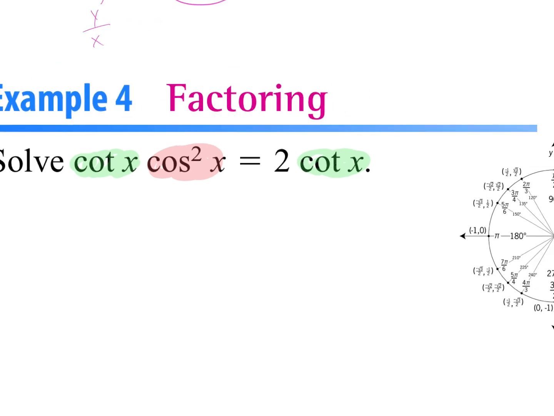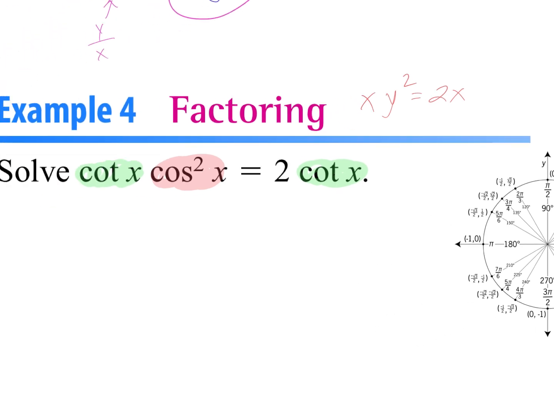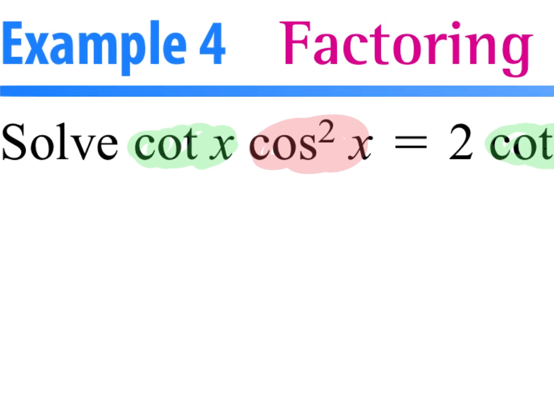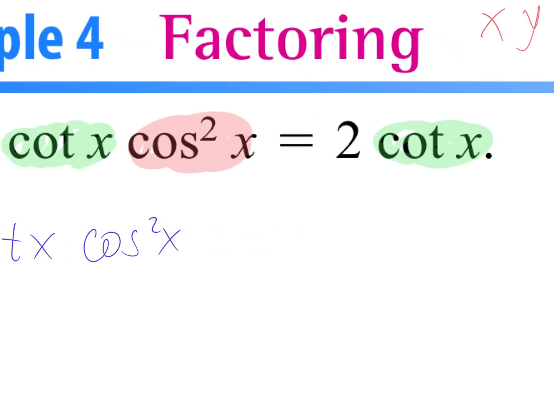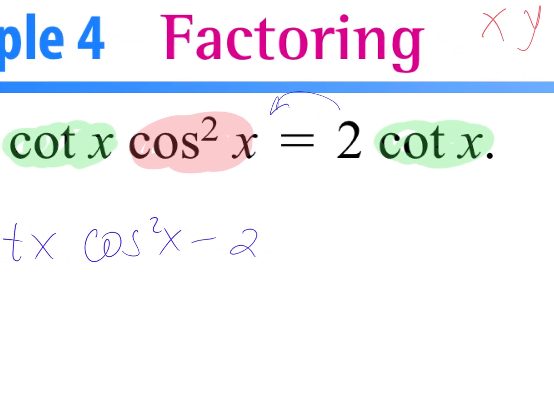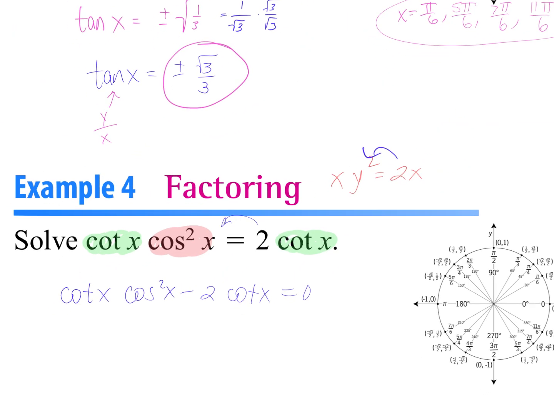Okay, so algebraically, if we were looking at this, this would be like x y squared equals 2x. If you have something that is squared and something that is not, generally that's going to become a factoring problem. So before you try to solve anything, if I have something squared and something not, we should get everything where? To the same side. So I have cotangent x times cosine squared x. If I move this over, do you guys agree this becomes minus 2 cotangent x equals 0? If I moved this over, this would be xy squared minus 2x equals 0.